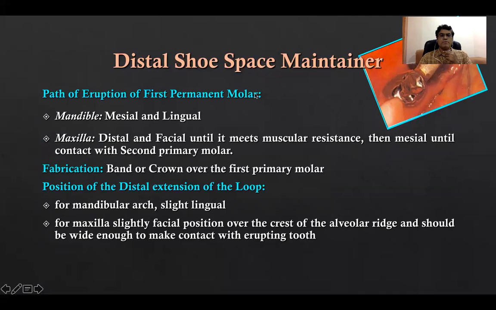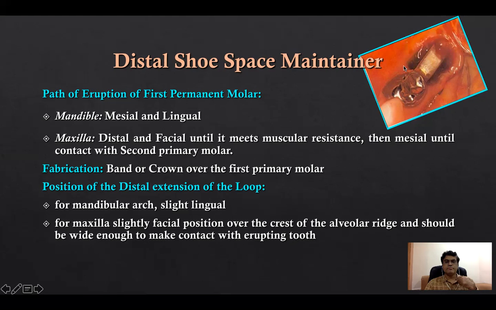The path of eruption of first permanent molar in the mandible is mesial and lingual, whereas in the maxilla it is distal and facial until it meets muscular resistance, then mesial until contact with the second primary molar. So accordingly, the distal extension will be placed to come in contact with the erupting molar so that it will be guided normally into occlusion.